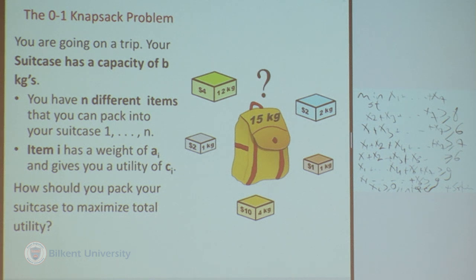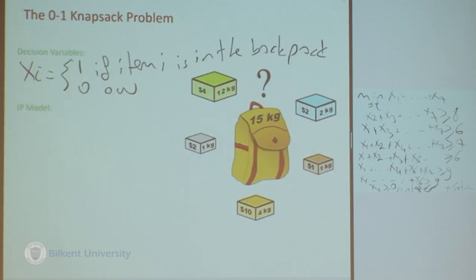The total should be less than or equal to 15 kilograms. So I'm asking about the objective function. Let's start with the objective function. We're going to maximize the summation over i from 1 to n, ci times xi.